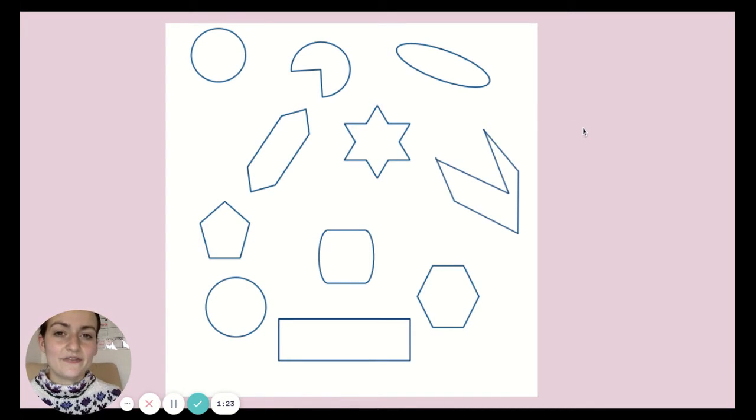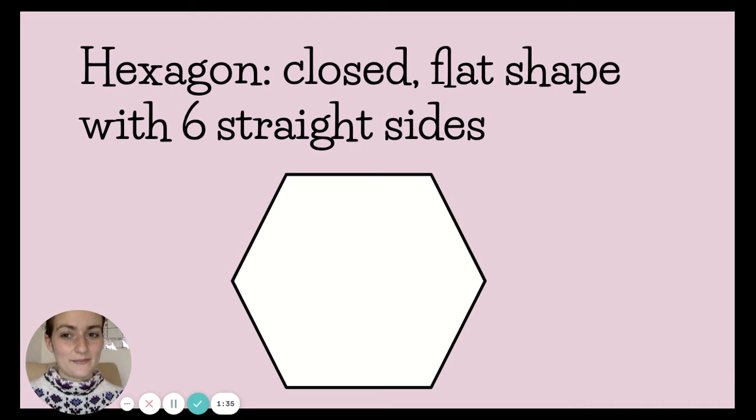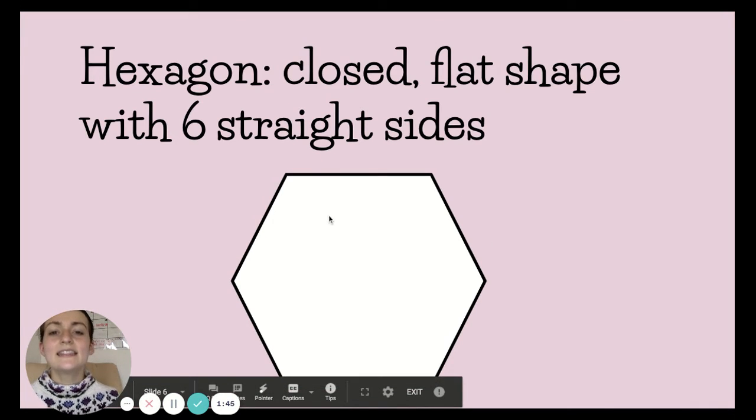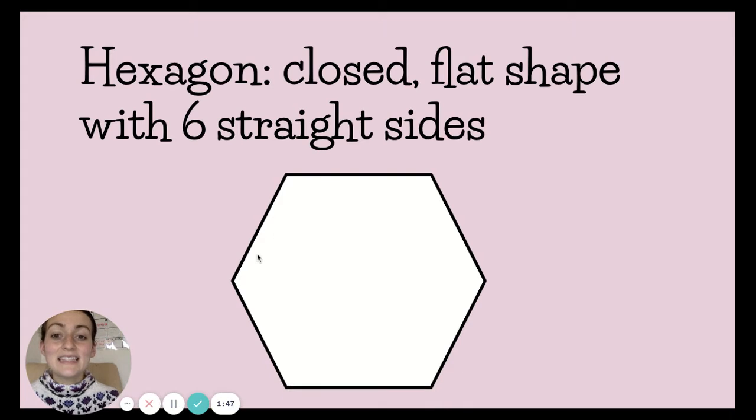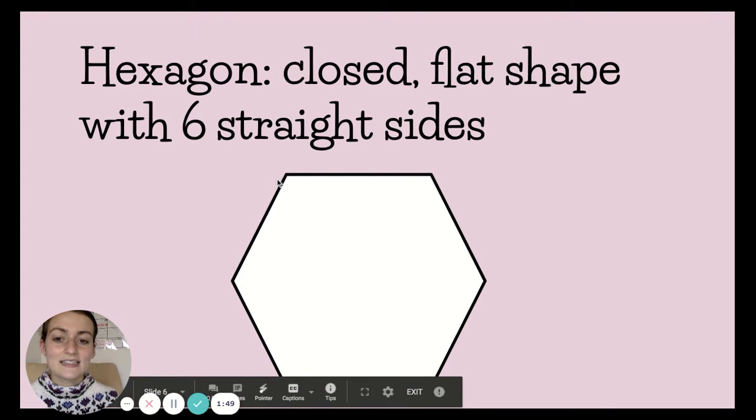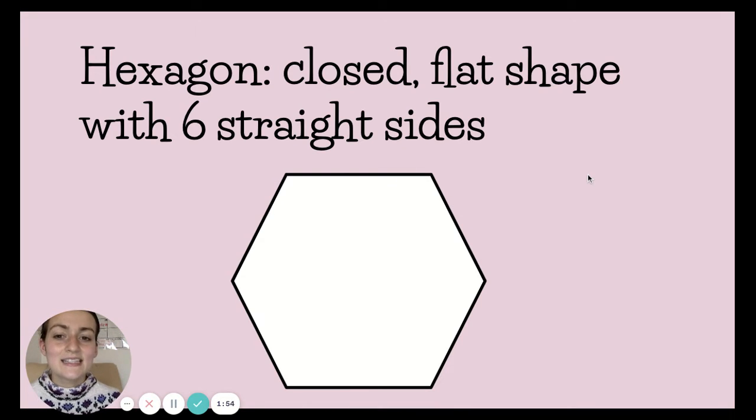Now here are some different shapes that we're going to be looking at today. You can pause the video and notice a few things about these shapes if you're interested. What do you see? The first shape that I see is a hexagon. This right here is a hexagon. It's closed, just like the other shapes we've talked about. It's still flat, but it has 6 straight sides. 1, 2, 3, 4, 5, 6. 6 straight sides. That makes it a hexagon.